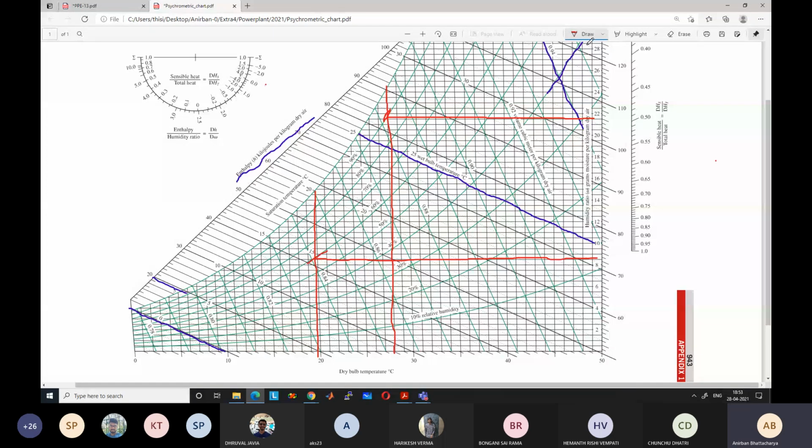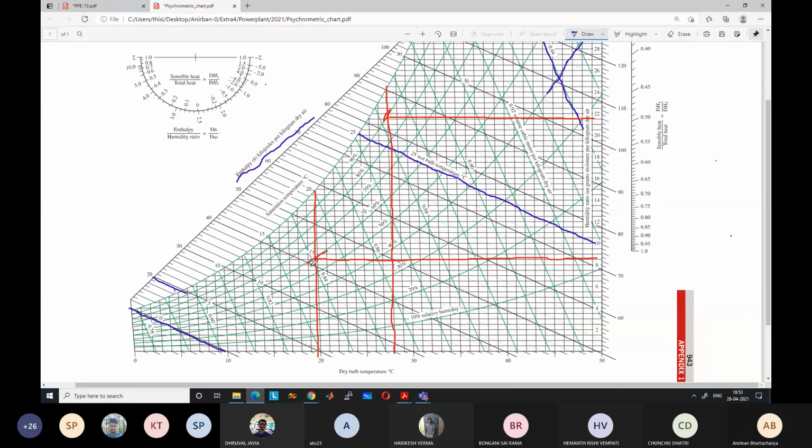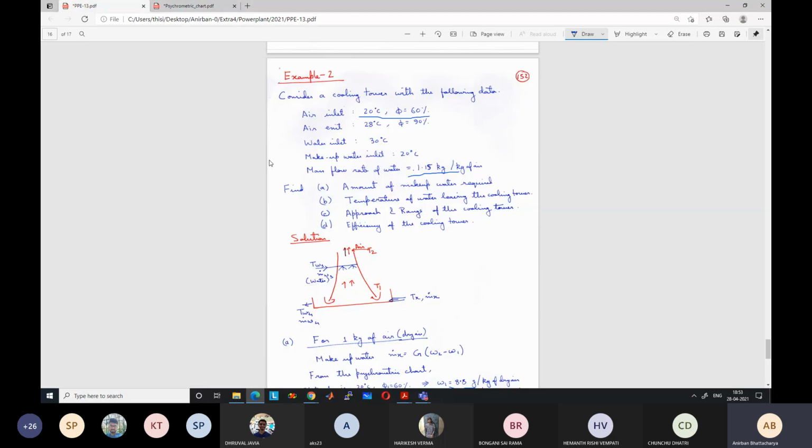So enthalpy will be parallel to this line, parallel to the bold line. Very poor drawing, but I don't have a scale, something like this. So slightly larger than 40, around 41, I think 41 or 42.